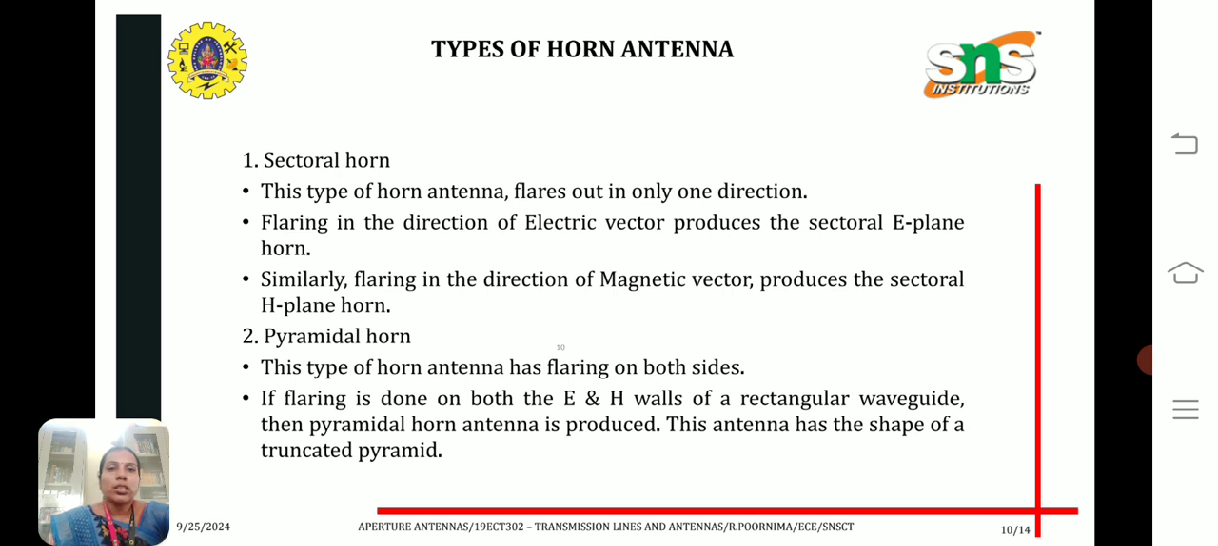So first one, this type of horn antenna flares out only in one direction. Flaring in the direction of electric vector produces the sectoral E-plane horn. Similarly, flaring in the direction of magnetic vector produces the sectoral H-plane horn. Next, the pyramidal horn. This type of horn antenna has flaring on both the sides. If flaring is done on both E and H walls of the rectangular waveguide, then pyramidal horn antenna is produced.